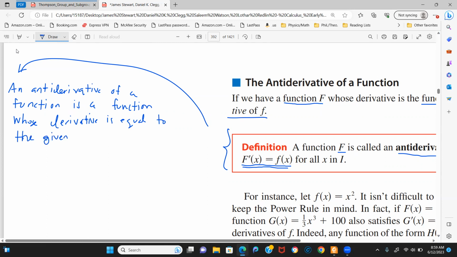To find antiderivatives, you've got to be a little clever, think outside the box, and play around with some examples. Practice differentiating. You definitely need to know your differentiation rules pretty intimately. You've got to be pretty familiar with them in order to determine an antiderivative. It's a function whose derivative is equal to the given function.